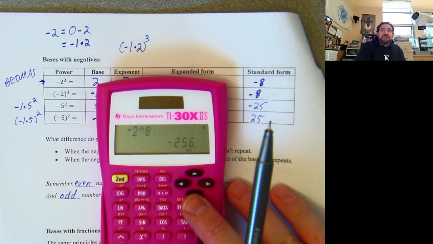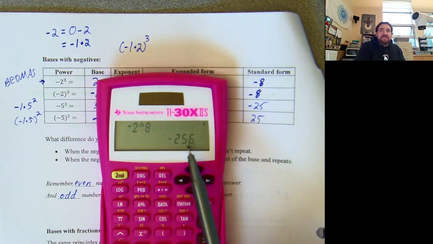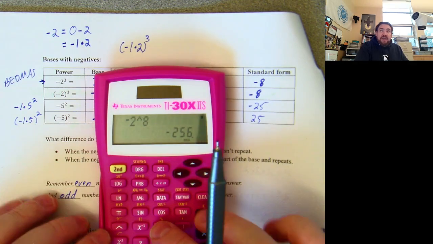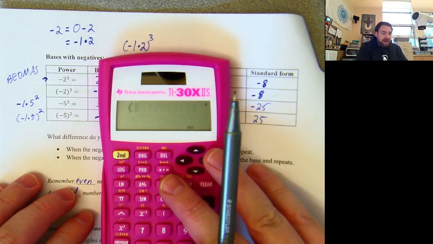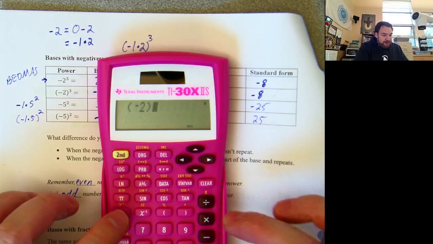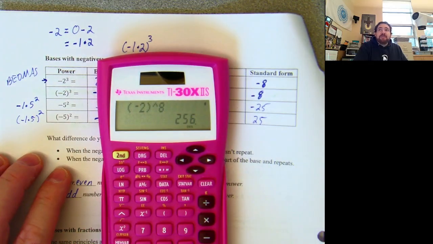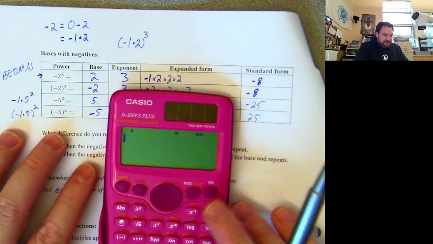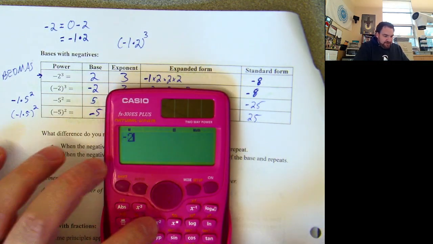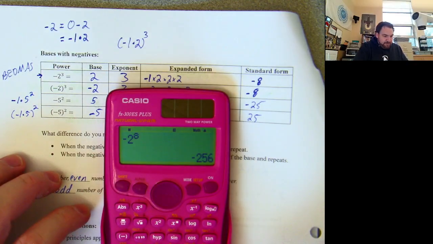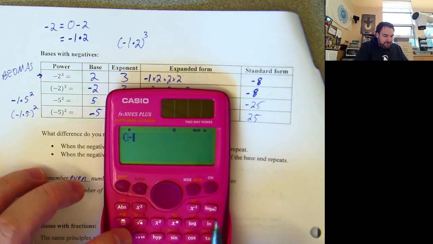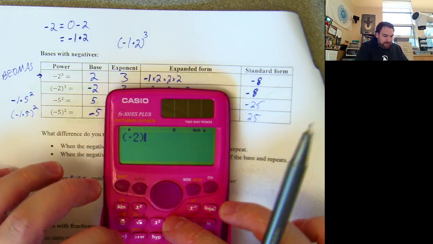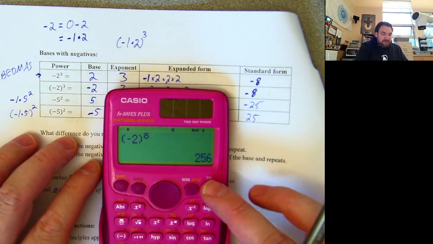So if you punch in your calculator this way, negative 2 to the power of 8 is negative 256, and then if you wanted to throw brackets in, you actually have to put the brackets in. Negative 2, close the bracket to the power of 8. This one will handle it properly, positive 256. This calculator, I believe, does it the exact same way. Negative 2, power 8, boom. Bracket, negative 2, close the bracket. Power 8, boom. Does it properly.